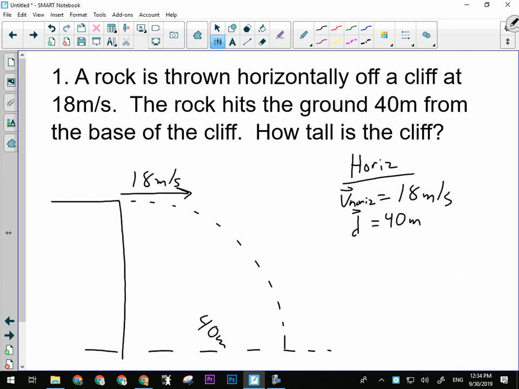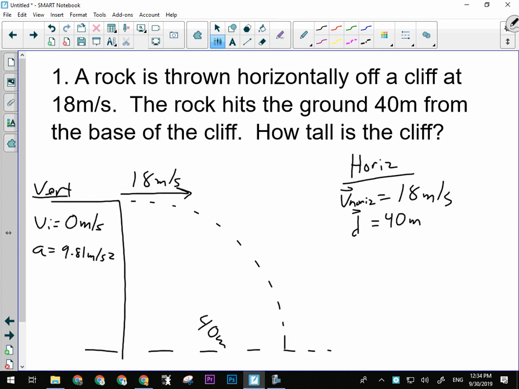All right, vertically speaking, it doesn't sound like they give us anything, but we have to remember what we're always given for vertical stuff. Since it was thrown horizontally, VI is 0, and the acceleration is 9.81 meters per second squared down.